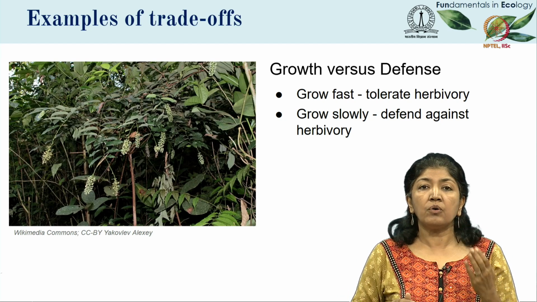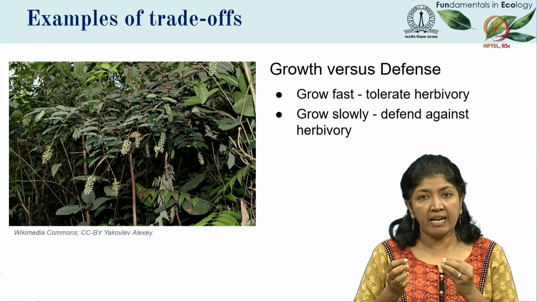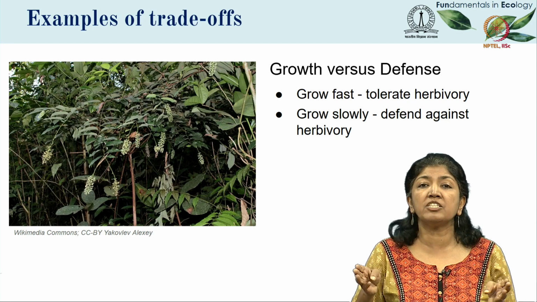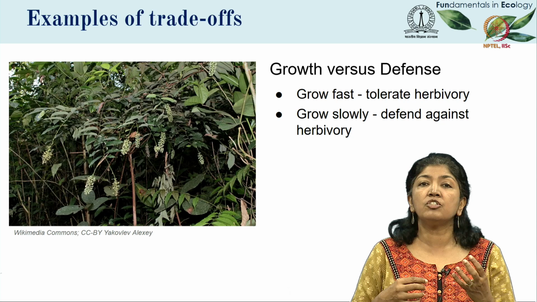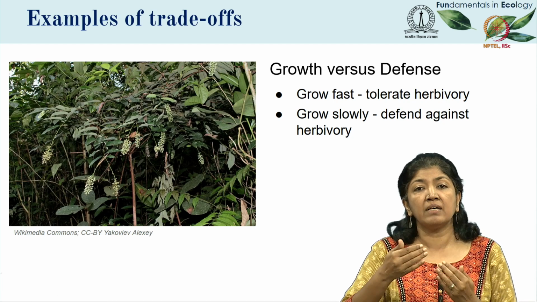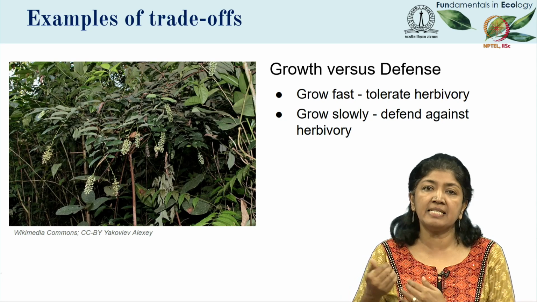Such growth-defense correlations in traits can be seen, and such variation can be seen across species or even within a population, where you might have some individuals growing fast and tolerating herbivory, whereas others grow relatively slowly and defend more against herbivory.